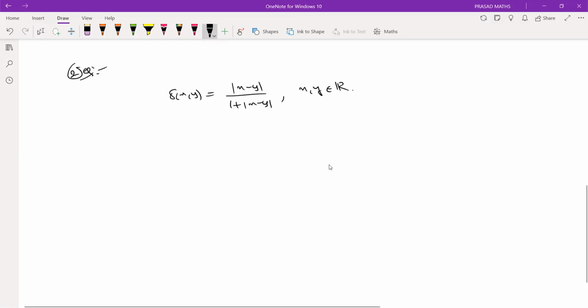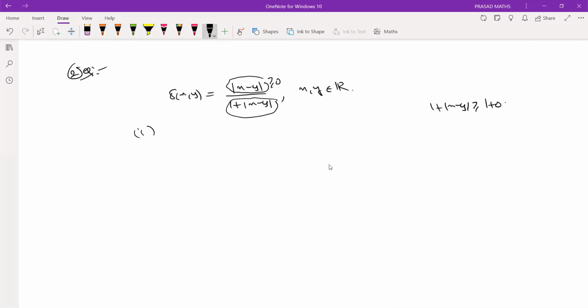So there is no problem with the first condition, because the numerator, mod of x minus y, is non-negative and the denominator, 1 plus mod of x minus y, is always bigger than or equal to 1 plus 0, that is nothing but 1. 1 is positive. Therefore, the denominator is positive and the numerator is non-negative. Therefore, the total is non-negative. So there is no problem with the first condition.